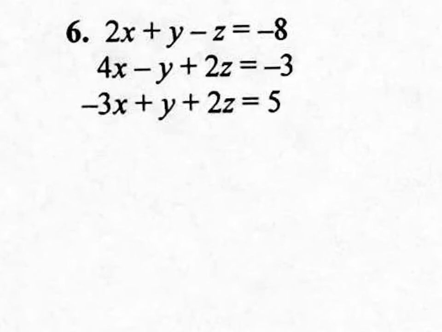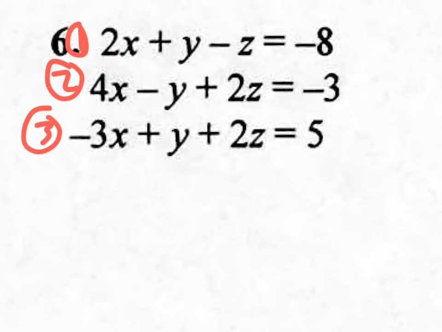First thing to do on number 6 is to number your equations: 1, 2, and 3. And you guys need to decide what you want to cancel out first. Do you think it's easier to cancel out x's, y's, or z's? The y's look the easiest because it's a positive y and a negative y. The first equation and the second equation are already ready to go to cancel out the y's. So that's exactly what I'm going to write down, the first one with the second one.